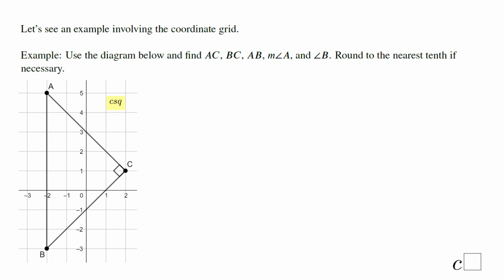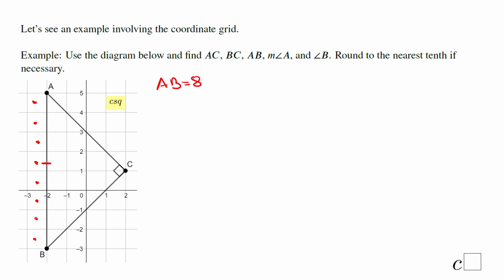Sometimes you have to deal with triangles in the coordinate grid, the rectangular grid, and let's see how we do it. Example: use this diagram below to find how long AC is, BC is, AB, and the measure of angle A and angle B. Round to the nearest 10 if necessary. So I'm going to start with the easy part, to find how long AB is. That's simply counting 1, 2, 3, 4, 5, 6, 7, 8. AB is nothing else than 8 units.